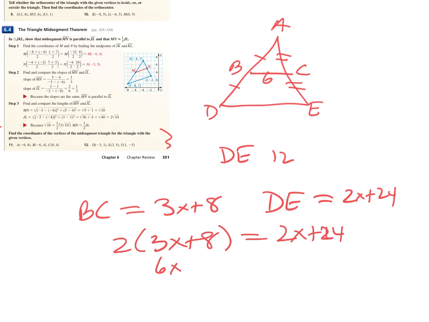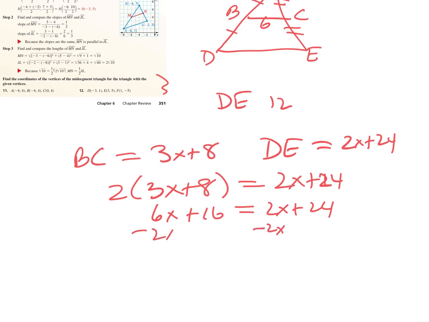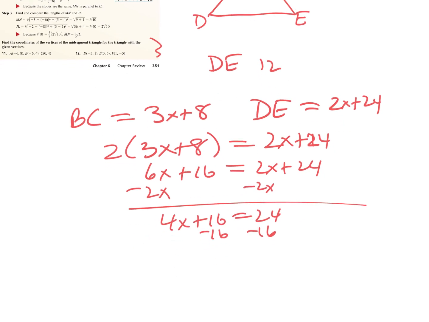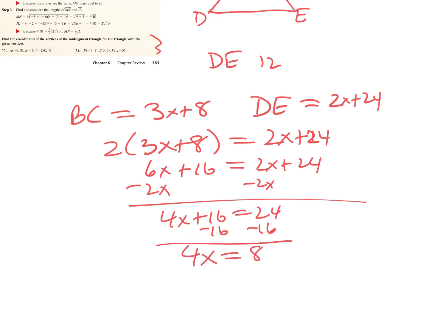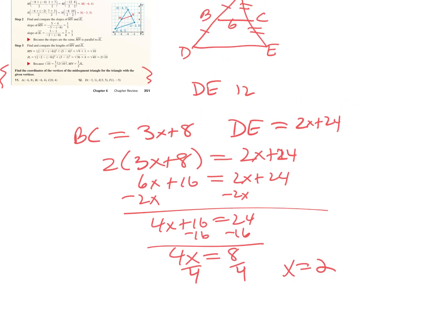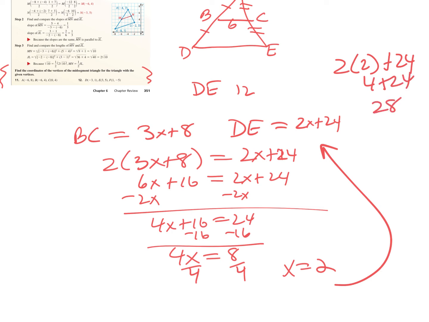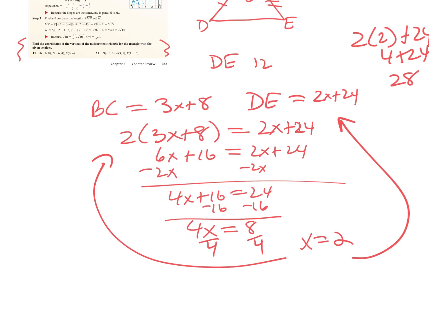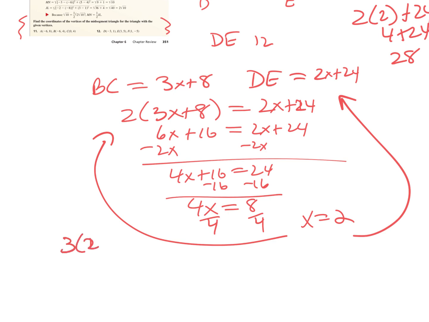Two times (3x plus 8) equals 2x plus 24. And then I'll distribute. I'm going to solve for x by subtracting the 2x. 4x plus 16 equals 24. Subtract 16. 4x equals 8. Divide by 4, and x equals 2. Now, if I said to find DE, then you've got to plug it in. So 2 times 2 is 4, plus 24, and you get 28. If I said find BC, then you would plug it in over here, or divide that by 2. 3 times 2 plus 8, 6 plus 8, and it's 14.